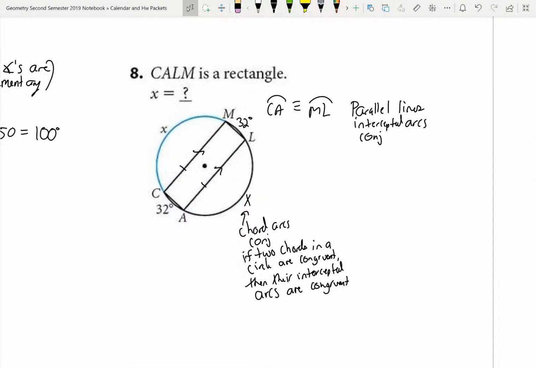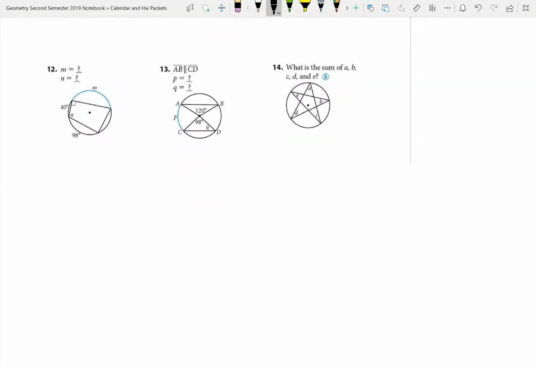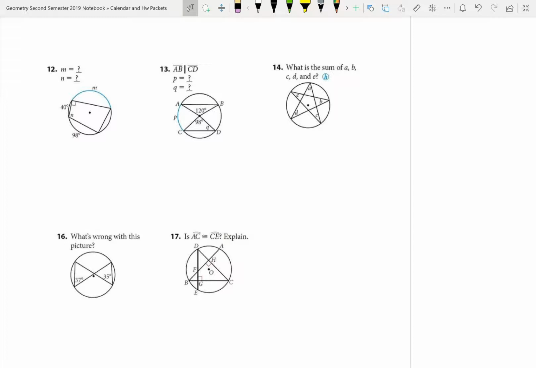And so that's going to mean that 2x plus 32 plus 32 will equal 360, the entire circle. And so if you subtract 64 from both sides, 2x will equal 296. And divide both sides by 2. X will equal 148 degrees. So 148. Great. Okay. There's page 1.